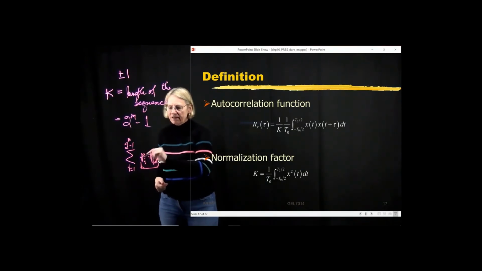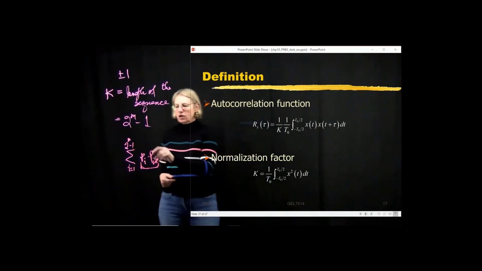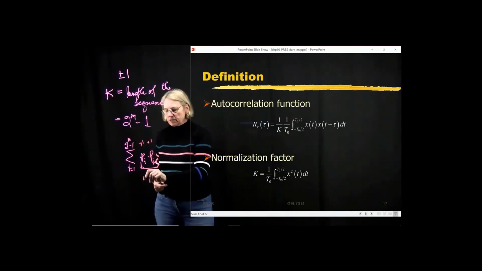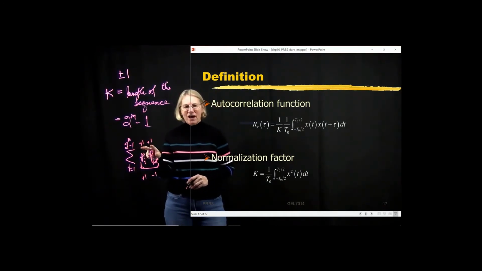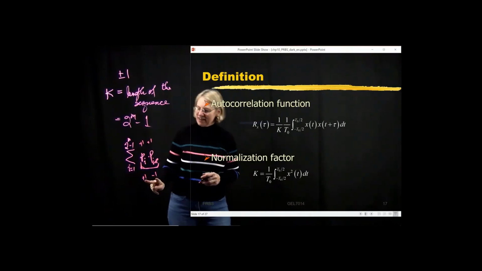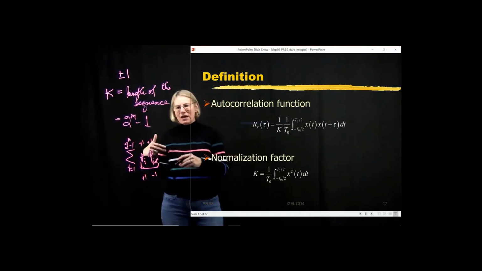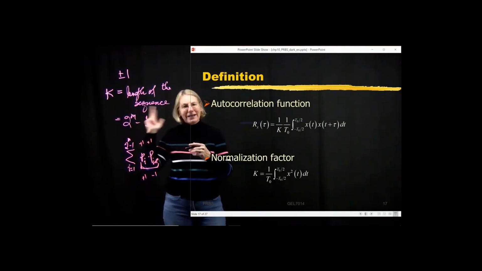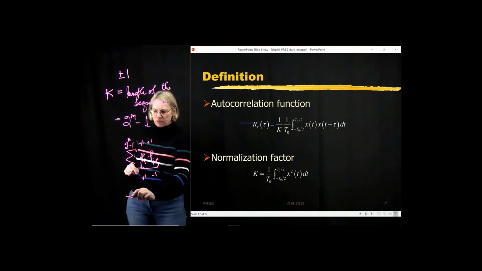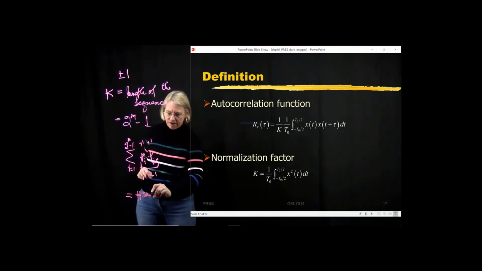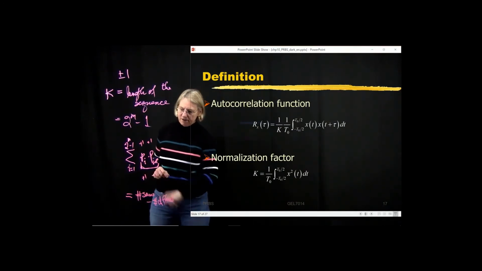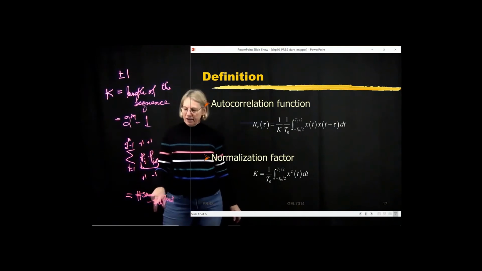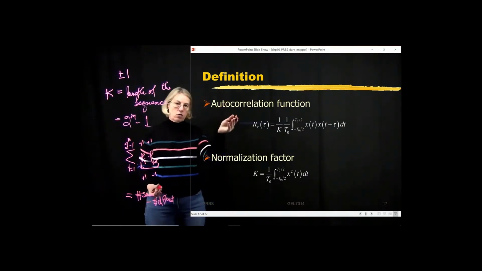When I sum it up, am I going to multiply a plus 1 with a plus 1, or a plus 1 with a minus 1? When I multiply a plus 1 with a plus 1, I get a 1, and a minus 1 with a minus 1 also gives a 1. A plus 1 with a minus 1 gives a minus 1. And so really, if I want to know the result for the binary, discrete case, it's just going to be the number that are the same minus the number that are different. Because when they're the same, it's going to be 1, and when they're different, it's going to be a negative 1. So this makes it very easy to calculate the autocorrelation function.